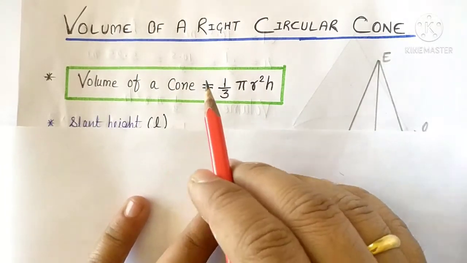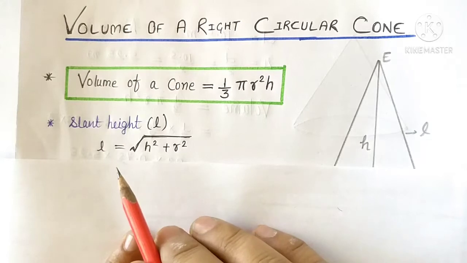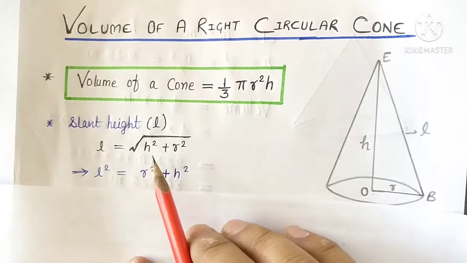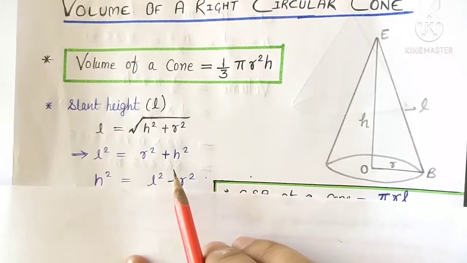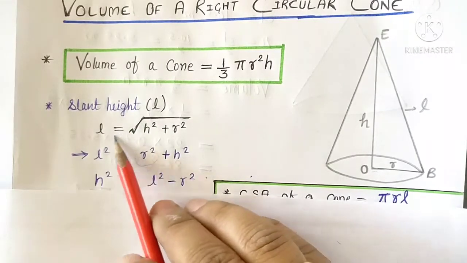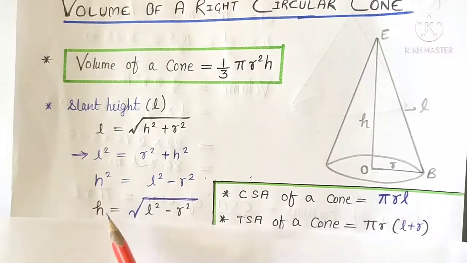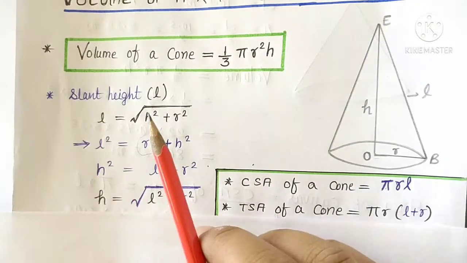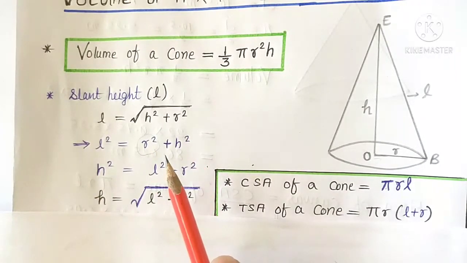Now, what is slant height? I already told you, L equals under root H square plus R square. Sometimes they can give you L, the slant height, and R also, and ask you to find the height. At that time you can use the same formula, L square equals R square plus H square. From there you can find H square by moving R square to the left hand side. So L square minus R square becomes H square. In this way you can find H, like this: H equals under root L square minus R square. Or in this way you can find R also, in case L and H are given. Out of 3, if 2 are given, you can find the third one.